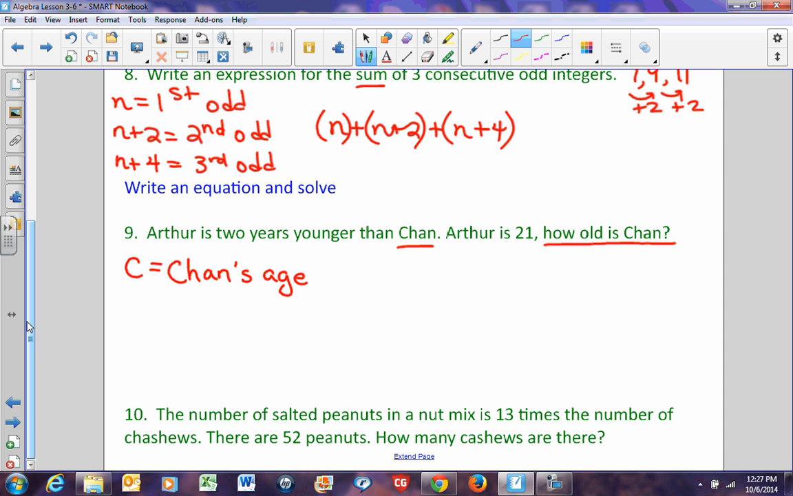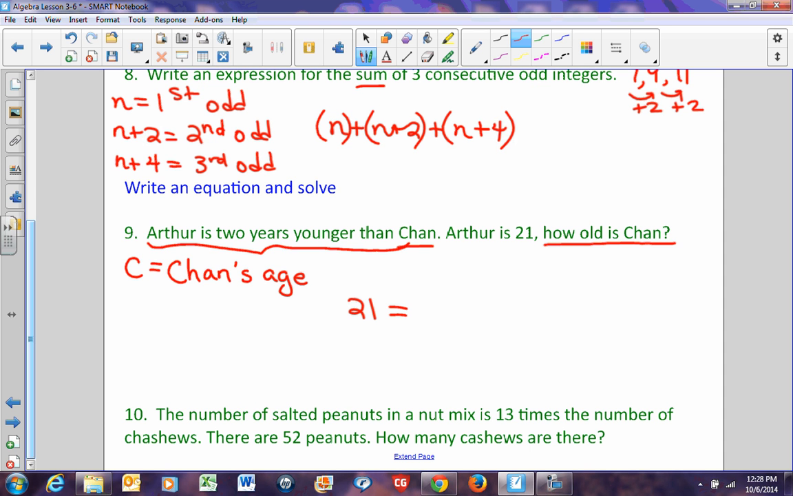Okay. Arthur is being compared to Chan. Arthur is 21. Arthur is 2 years younger than Chan. Right here it says Arthur is 2 years younger than Chan. So Arthur's age, 21, is 2 years younger than Chan.